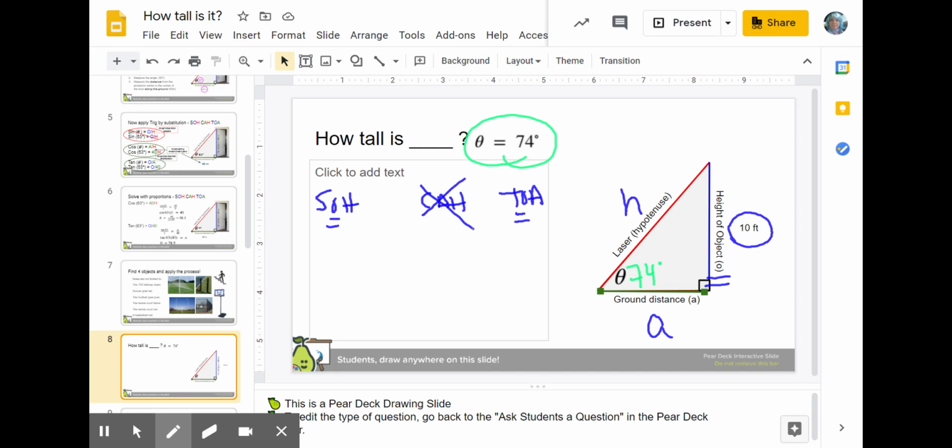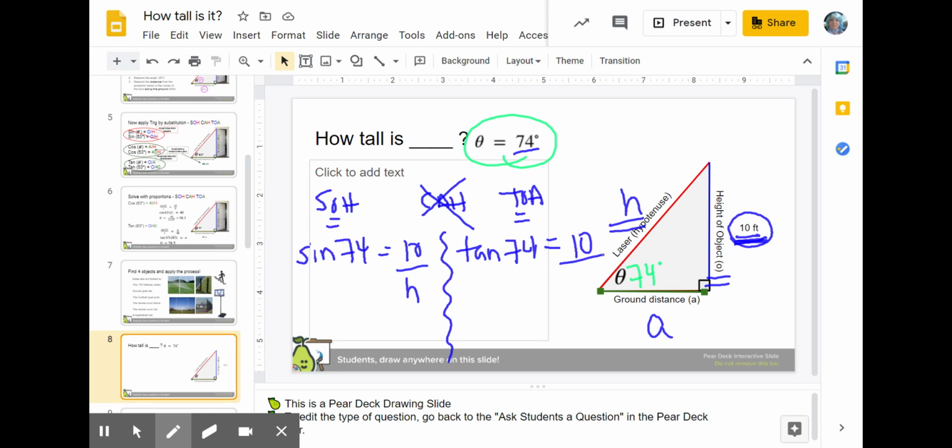So then I'm just going to fill stuff in. So sine of my angle, which is 74, equals the opposite, 10, over h. Remember, I'm not using cosine, so I'm going to go straight to tangent. Tangent of my angle, which was given to me at 74, equals O, which is given to me, 10 over A.